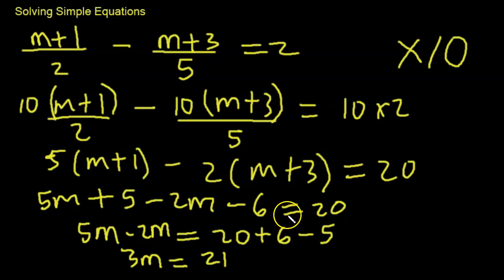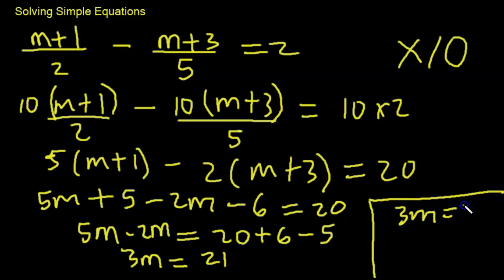So let's finish it up here. So we have 3m is equal to 21. Continuing, we divide both sides by what we want to get rid of, always. So we want to get rid of the 3. So we divide both sides by 3. So 3 cancels 3, leaving m. And 21 divided by 3, that's 7. m equal to 7 is our solution.